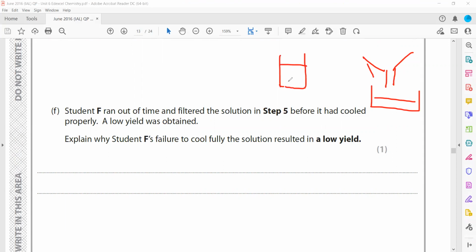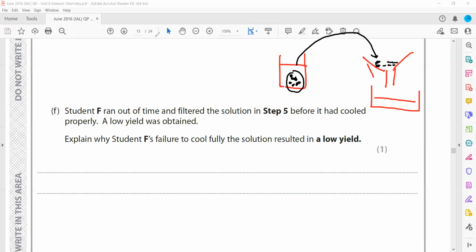We should allow the solution to cool down, because when the solution cools down, the solubility decreases and the crystals will start to appear, and then we will filter it off so that the solute is left on the filter paper and the residue will be there on the filter paper and the filtrate will pass through.